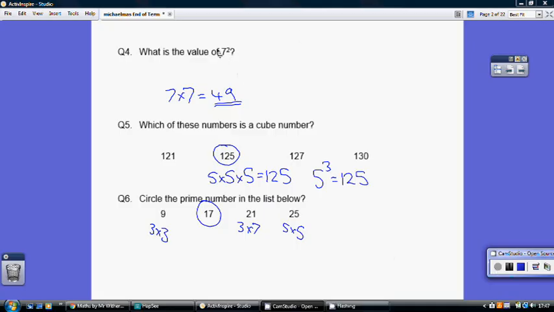Question 4. Well, 7 squared simply means 7 times itself. So 7 times 7, which is 49.